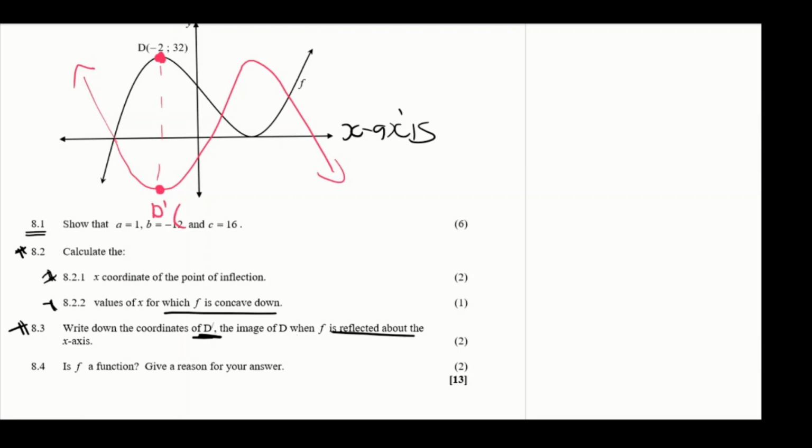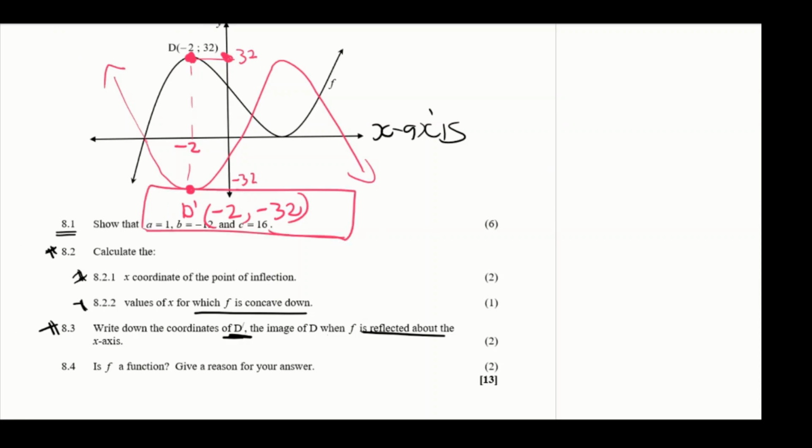So the x value, because it's minus 2 here, won't change, so it's still going to be minus 2. The only thing that will change is the y value, because at this point it is 32. Now it's going to be minus 32, so D prime is going to be (minus 2; minus 32). So that is the new image of D.